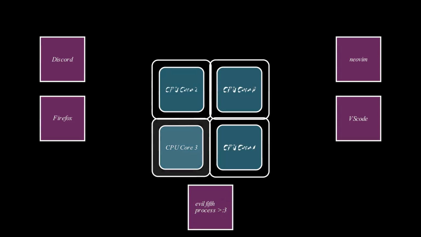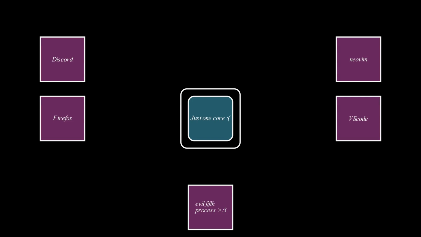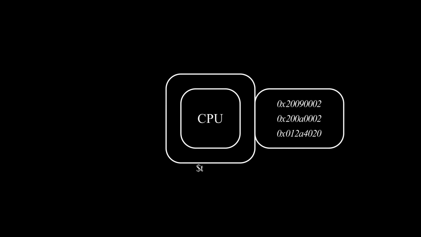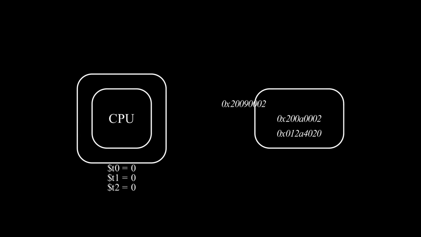But here's a little problem. What if we wanted to run more apps than we had cores, or what if we only had one core? You might recall from 1521 that all code is compiled down to just a series of ones and zeros. But how does this help us run things in parallel given the restriction of one core?